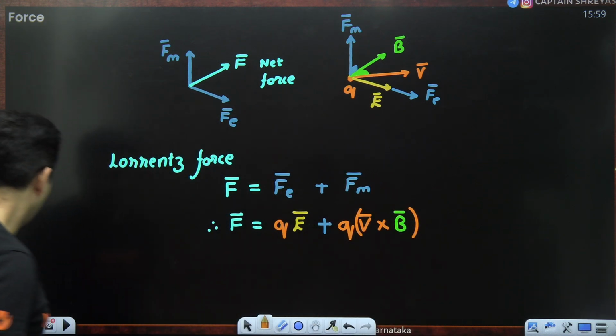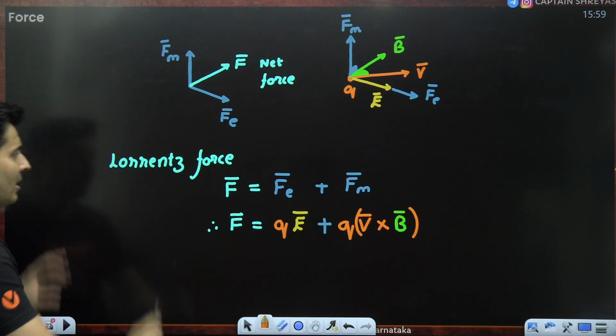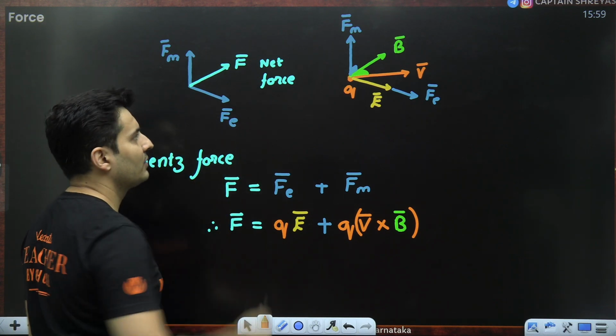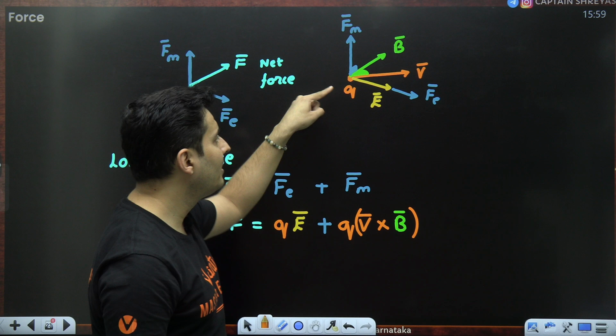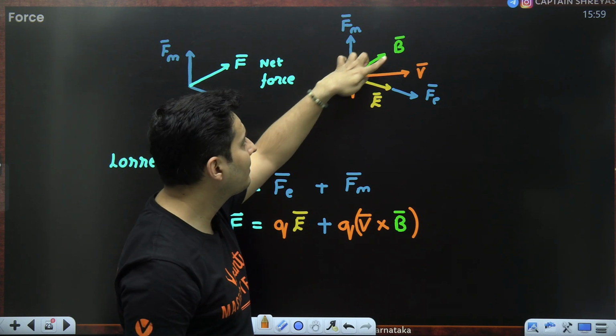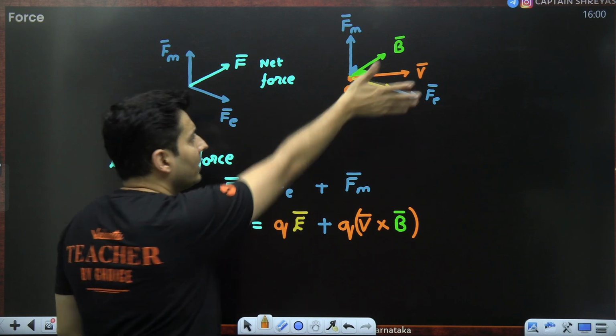But for now, if you combine this electric force and this magnetic force together, the total force what you get is called the Lorentz force. So there is an electric field, the electric force is in the direction of the electric field, there is a magnetic field, the magnetic force is given by the cross product rule or the right hand rule.